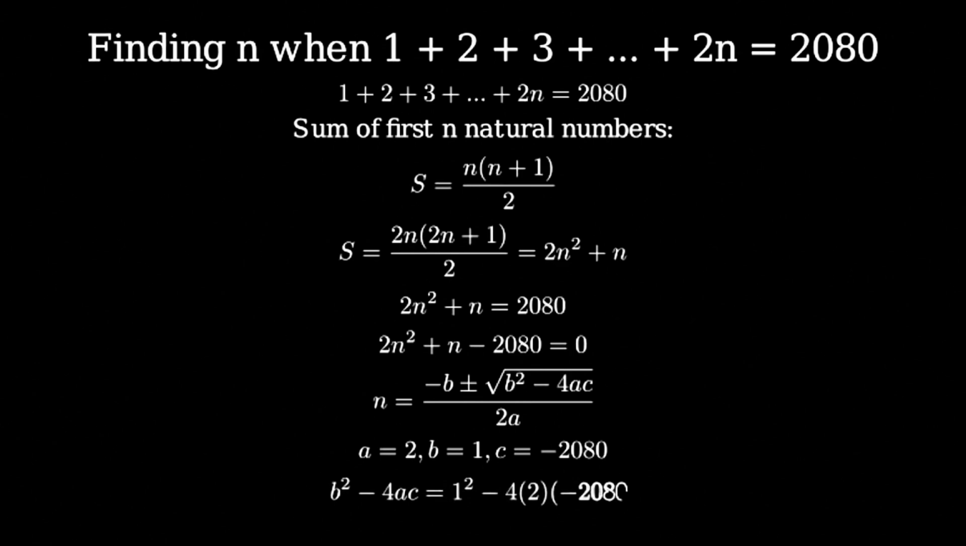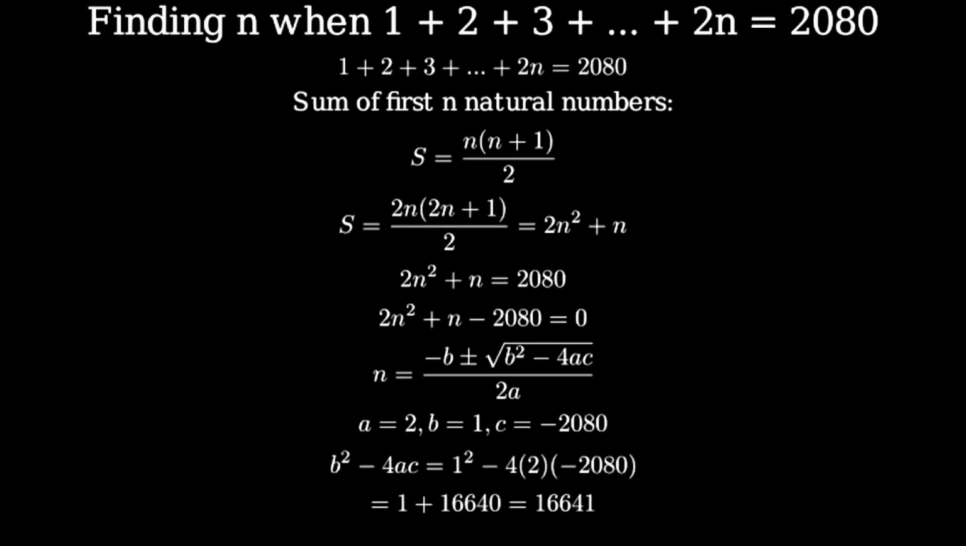First, let's calculate what's under the square root. The discriminant, that's b squared minus 4ac. That's 1 squared minus 4 times 2 times negative 2080, which equals 1 plus 16,640, or 16,641. Now, we can substitute everything back into the quadratic formula.